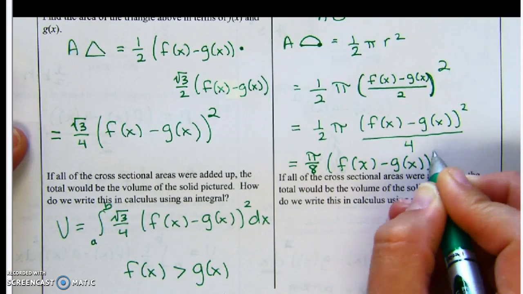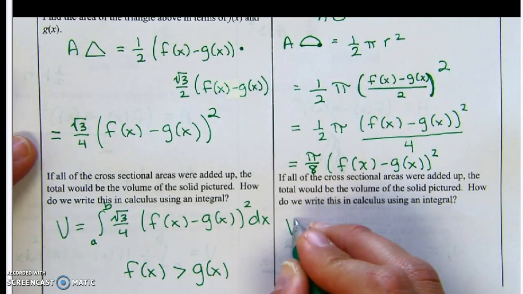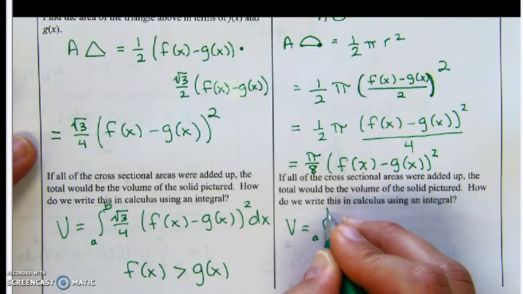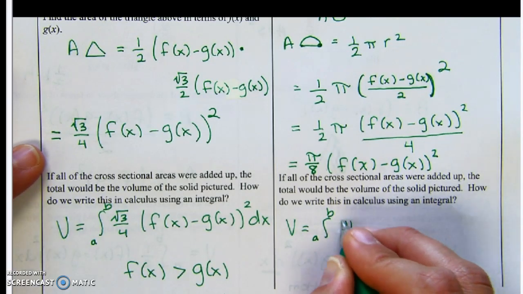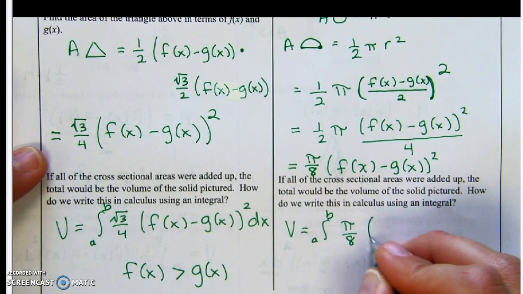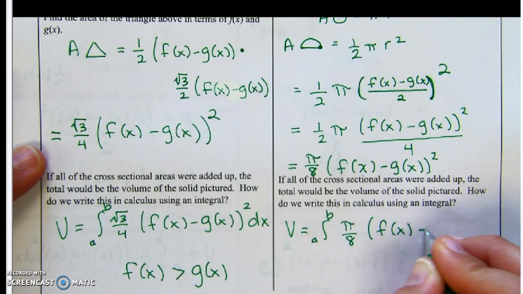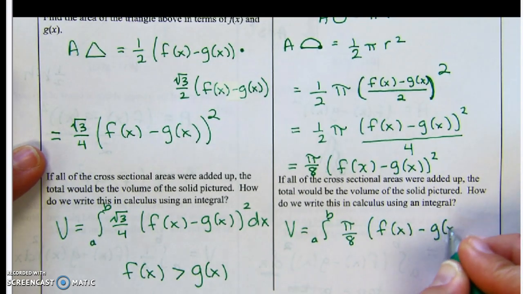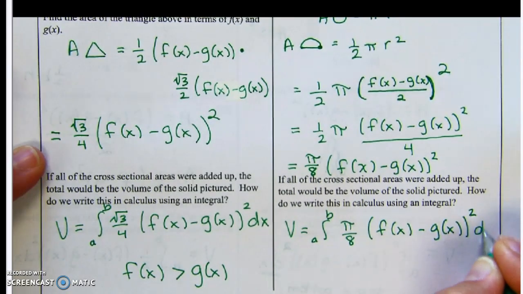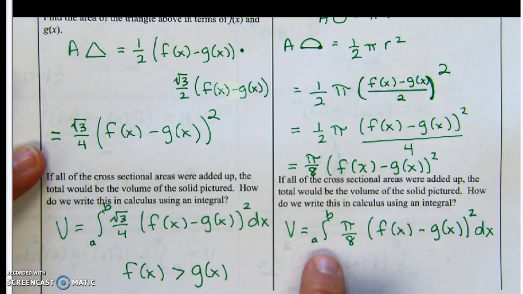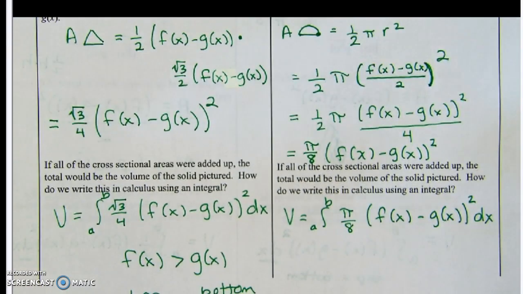So how do we find the total volume? We take one of the semicircles, multiply it by dx, and then add them all up. Okay, that's the end of the notes.